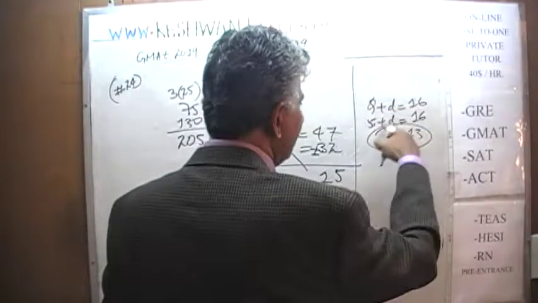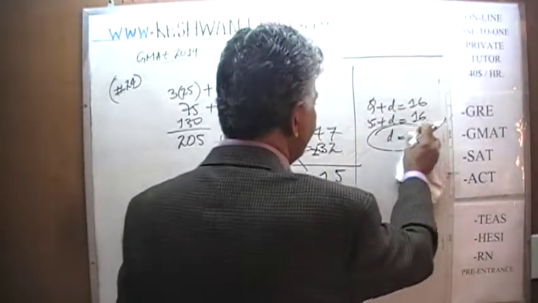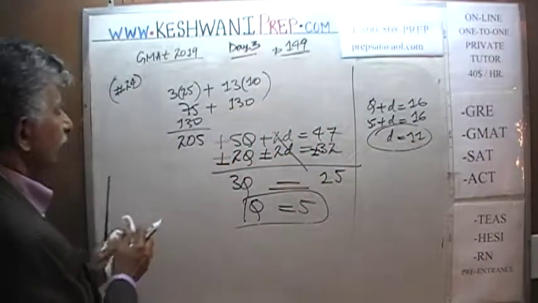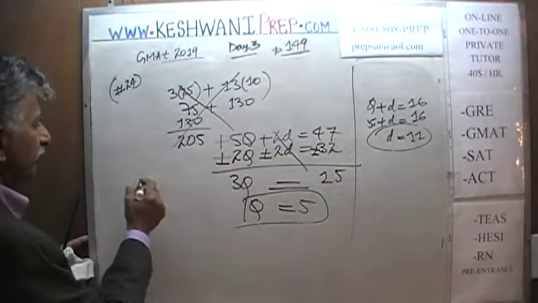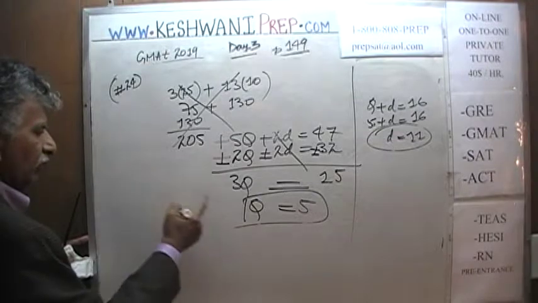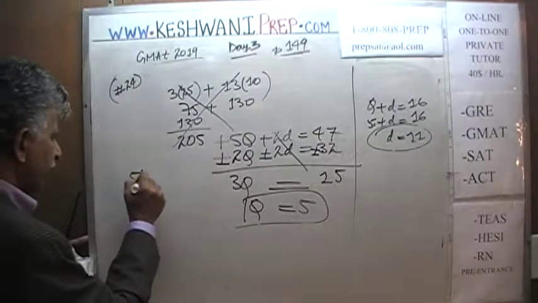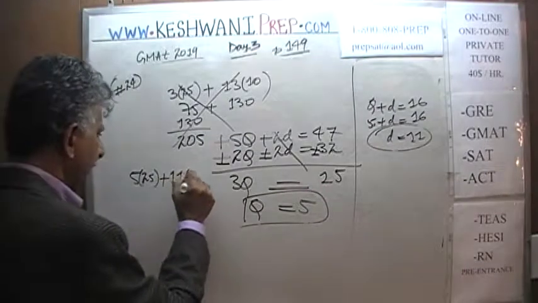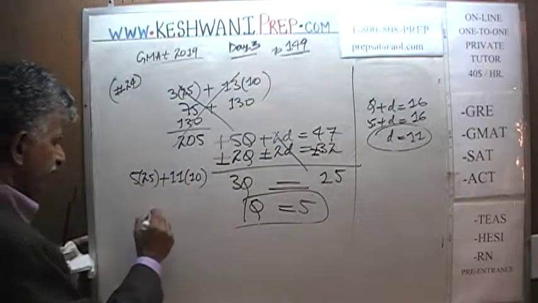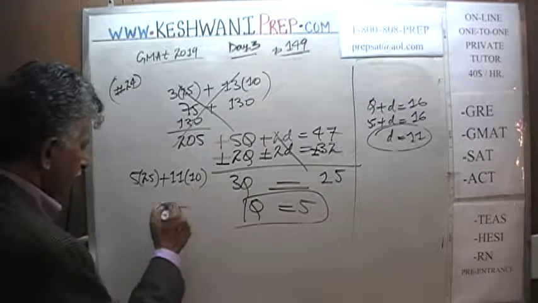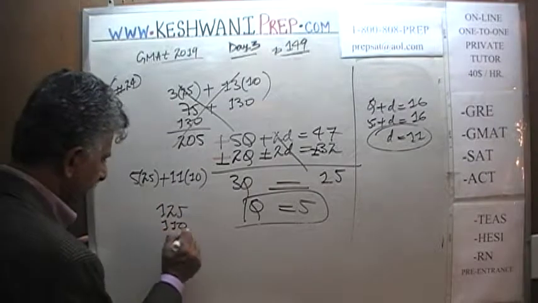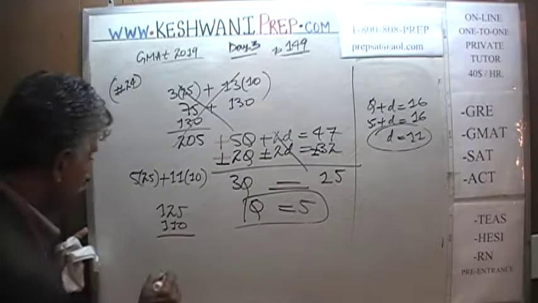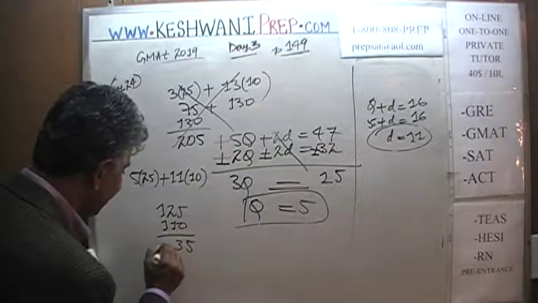If we have 5 quarters, then 16 minus 5, we must have 11 dimes. This is all wrong. Let's do it properly. Instead of erasing it, let's do it properly. So now we have 5 quarters, 5 times 25, and we have 11 dimes, 11 times 10. 5 times 25 is 125, and 11 times 10 is 110, and now it better add up to 235 like the problem told us it should. We get 5, 3, and 2, voila.